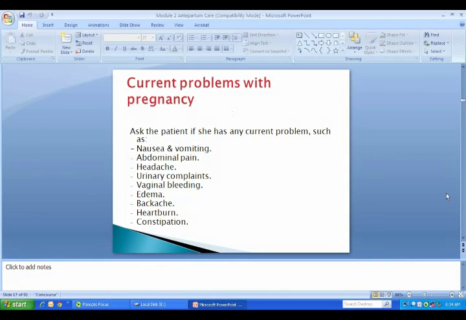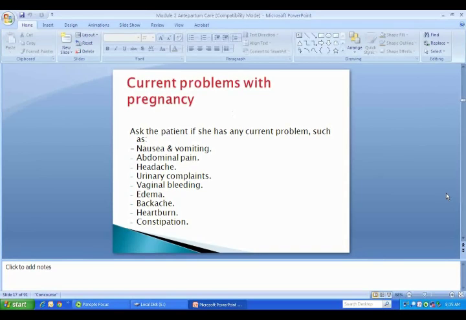We find out if there's any current problems we need to help her with during this present pregnancy. Nausea and vomiting comes early. If she has any abdominal pain, because we'd be concerned if she's having an ectopic pregnancy. Headache. If she comes late for prenatal care, headache might be a sign of preeclampsia. Urinary complaints, only because UTIs are a risk factor for preterm labor. So if she's having any type of urinary pain, then we need to address it.